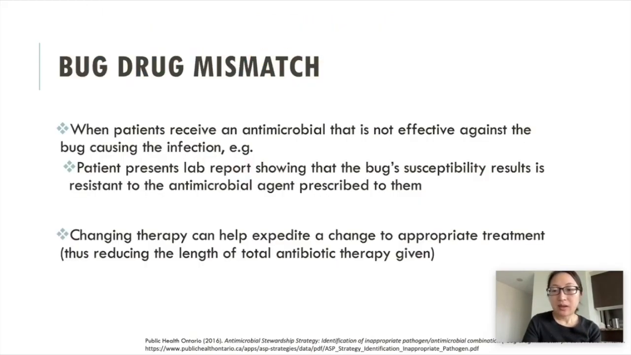Bug-drug mismatch refers to a situation in which the antimicrobial that a patient is receiving does not provide adequate therapy, e.g., it is resistant for the identified organism presumed to be causing the clinical infection. Looking for bug-drug mismatch is a reminder of the importance of following up on culture results and susceptibility profiles if one has been ordered, and using the culture data to modify and optimize your patient's antimicrobial regimen. Changing therapy to an effective therapy earlier can help expedite the change to appropriate treatment and therefore improve your patient's outcome as well as shorten the total number of days of the antimicrobial regimen duration.